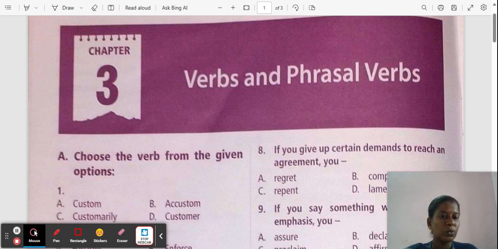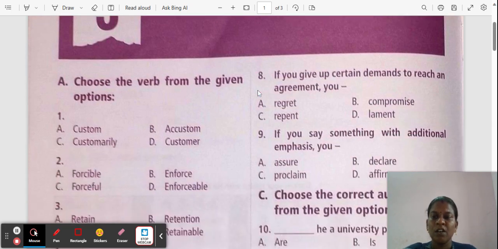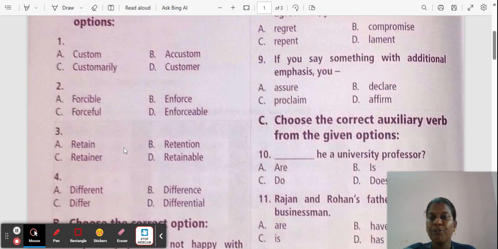We move on to the chapter exercise. Section A. Choose the verb from the given options. They give four questions in that, with four options each. From these four options, we have to select the correct verb.